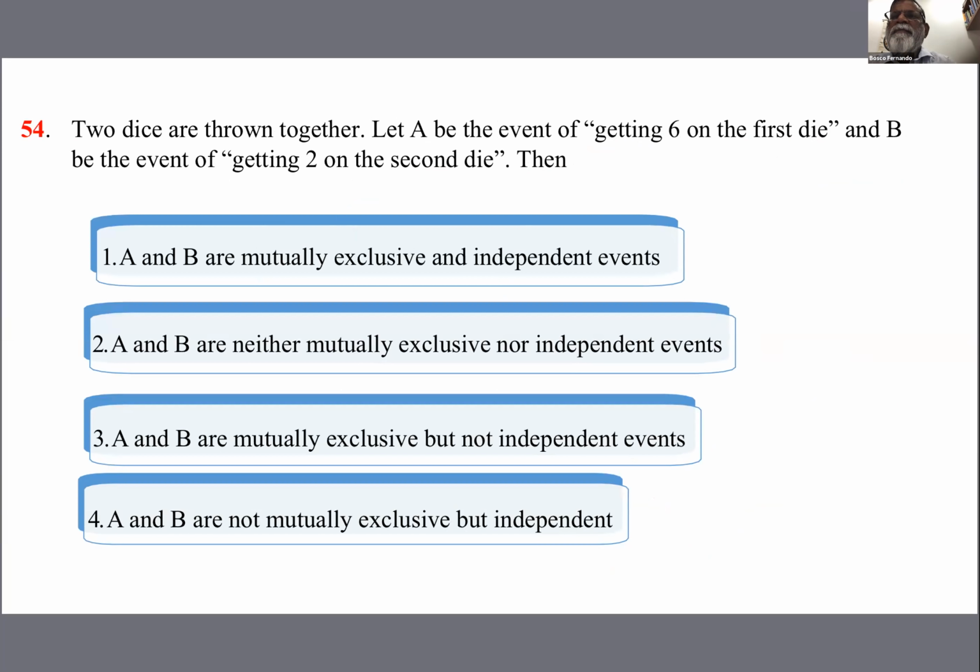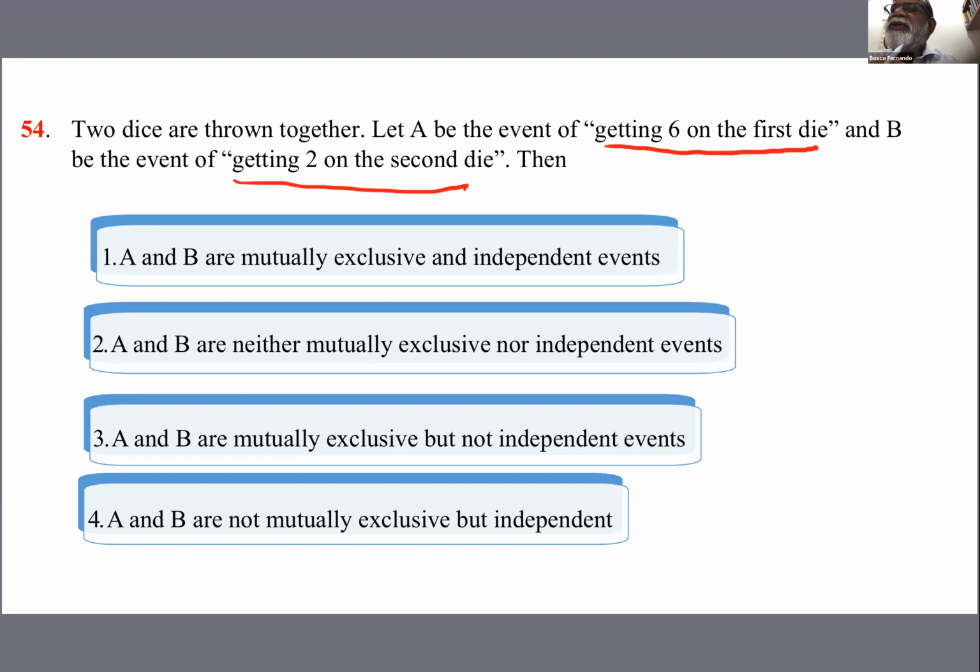So look at that. 2 dice are thrown. A is the event of getting a 6 on the first die. B is the event of getting a 2 on the second die. Whatever happens in A and whatever happens in B, they have nothing to do with each other. So are they independent events? Yes. In A a 6 can come, in B a 2 can come, but when a 6 comes it does not mean a 2 will come. So it is a possibility that they are independent events.